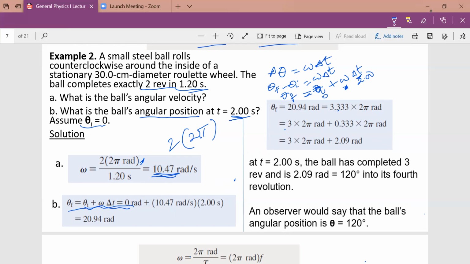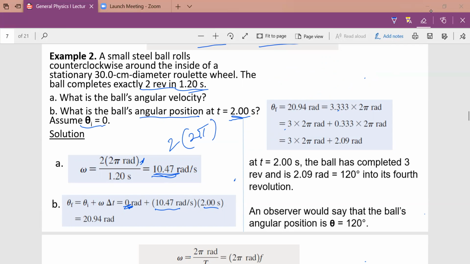So substituting directly, theta initial is given as 0, W from this we have 10.47, then the time 2 seconds. So we got 20.94 rad. But remember the question says, what is the ball's position? How do you describe this in terms of revolution of the circle? What position would this give us?